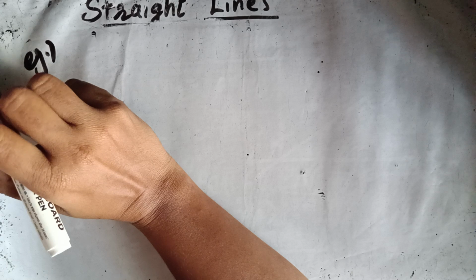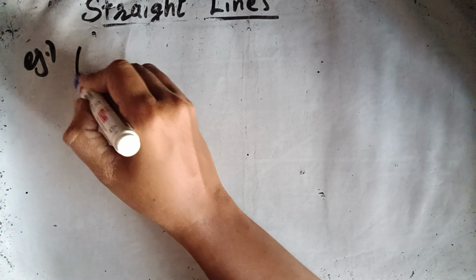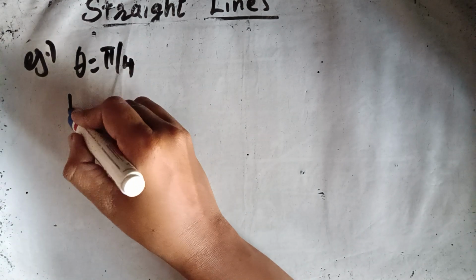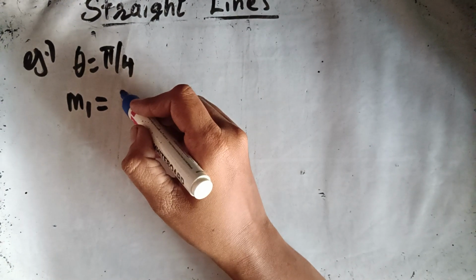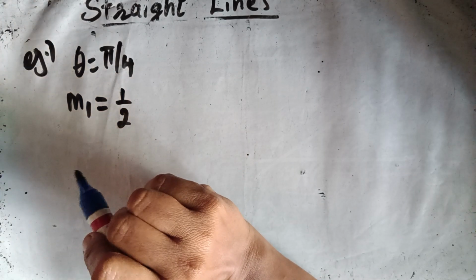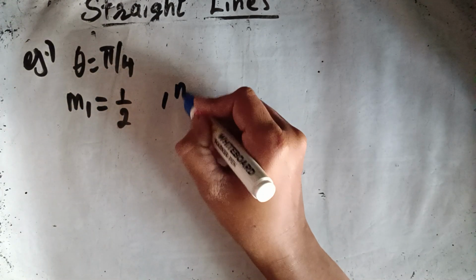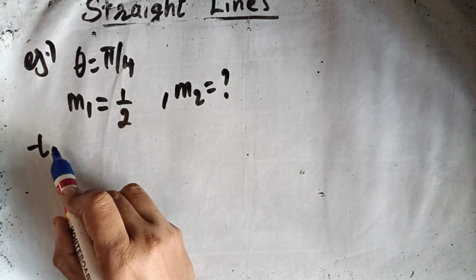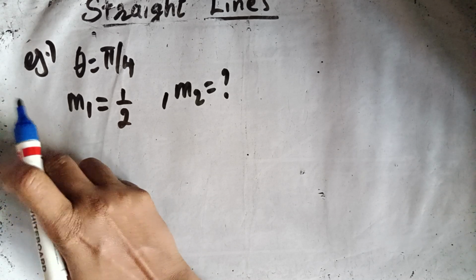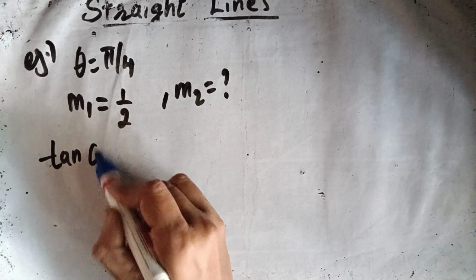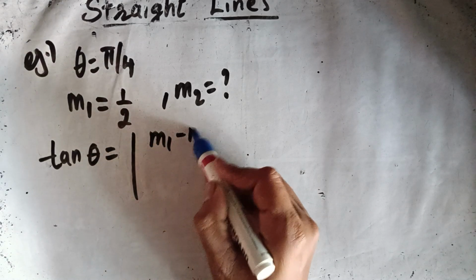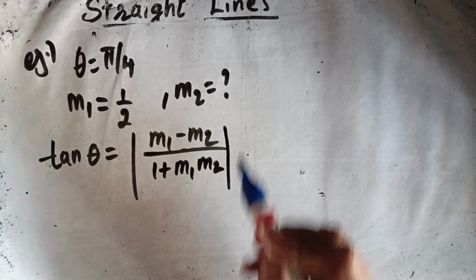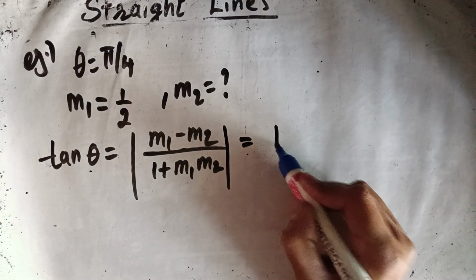If the angle between the two lines is pi by 4, theta is given as pi by 4. The slope of one of the lines, m1, is half. Find the slope of the other line, so you have to find m2. The angle is given by tan theta equal to mod of m1 minus m2 upon 1 plus m1 into m2. So tan of pi by 4 is 1.